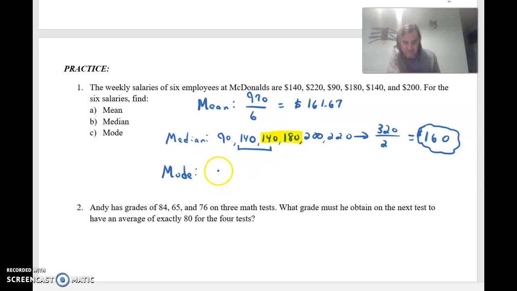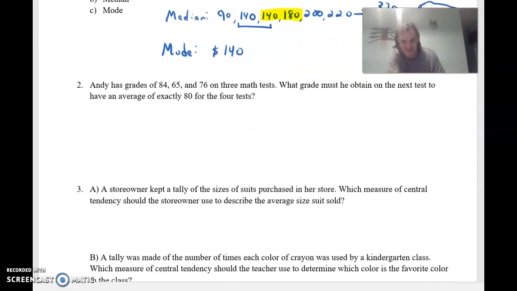And then the mode. There's more than one benefit to putting them in order, because now we can see that 140 showed up twice, more than anything else, and that's unimodal since there's only one mode there. Okay, let's move to the next question.